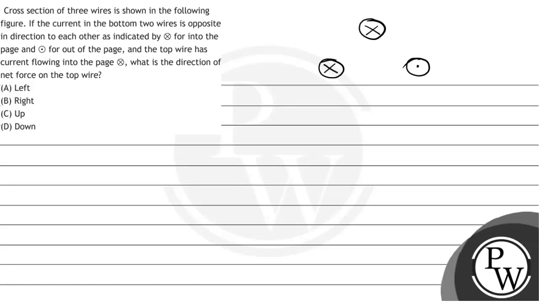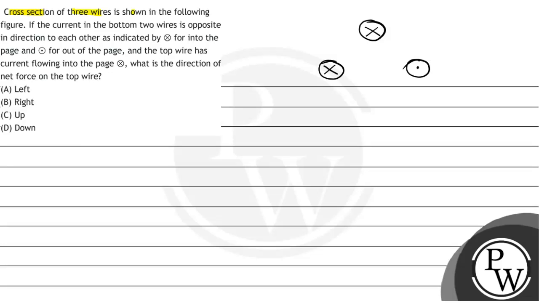The question we are given is that the cross section of three wires is shown in the following figure. If the current in the bottom two wires is opposite in direction to each other, as indicated by this sign for into the plane and this sign for out of the page, right? So the current in this wire is into the plane and the current in this wire is out of the plane, and the top wire has current flowing into the page. So in the top wire the current is also flowing into the page.